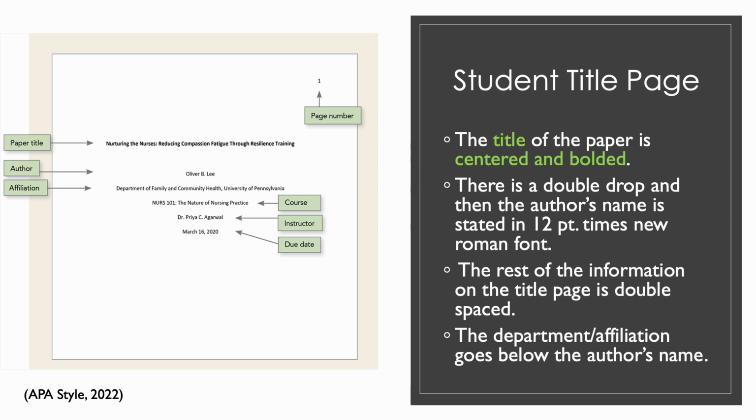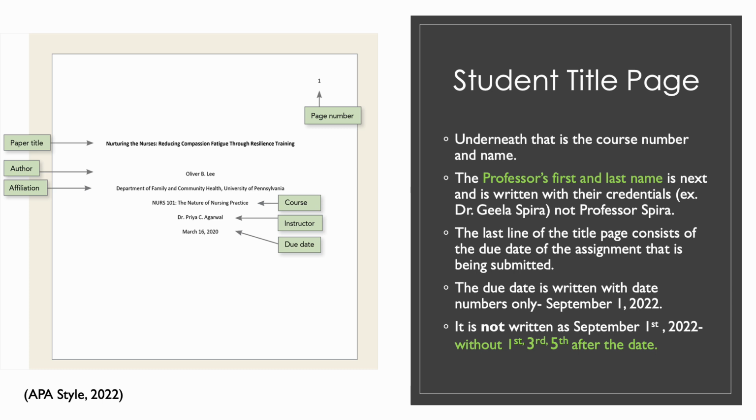Below the author's name is the department that the student is in or affiliation. Because the title for the OSOT department is quite long, you have the option to drop the university to another line. Continuing on, the line below the department affiliation includes the course number and the title of the course.